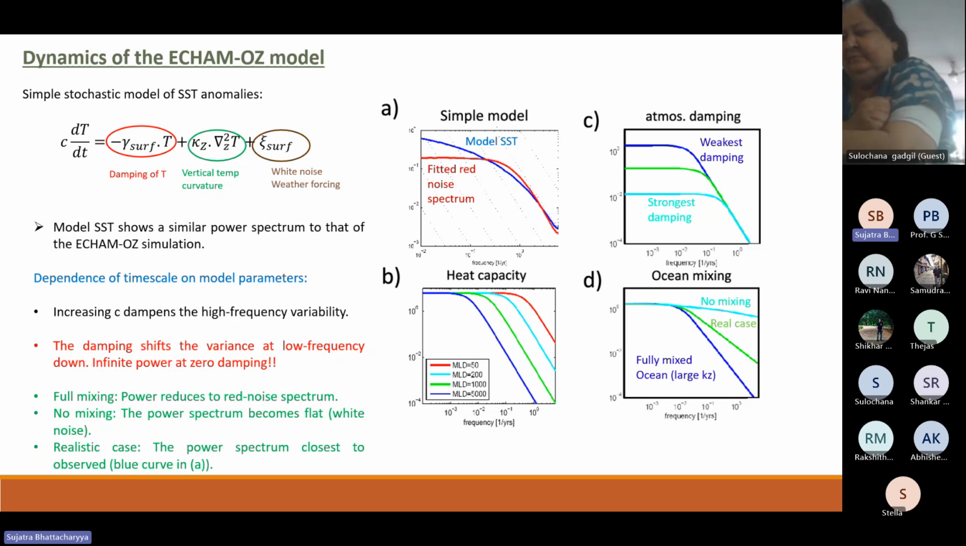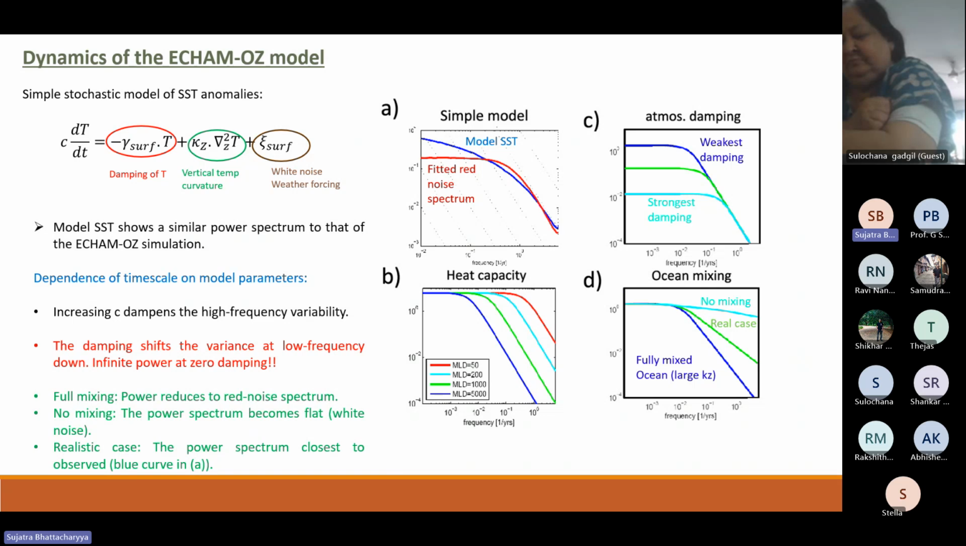And as soon as you increase the heat capacity, the first thing is that the variance at higher frequency starts dropping. You can see that if you compare red and blue. And the other thing is that as you go on increasing the mixed layer depth, you're able to capture the longer time scale variability. This is because the ocean memory is increasing.